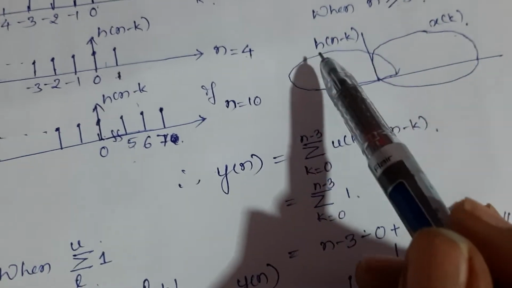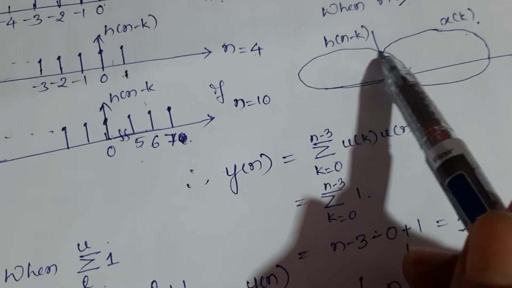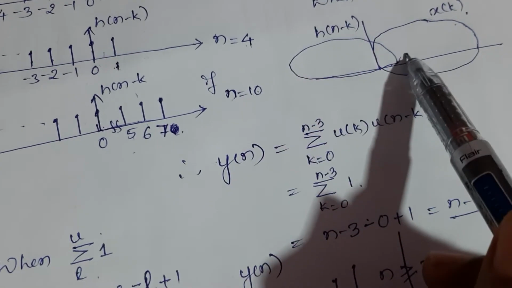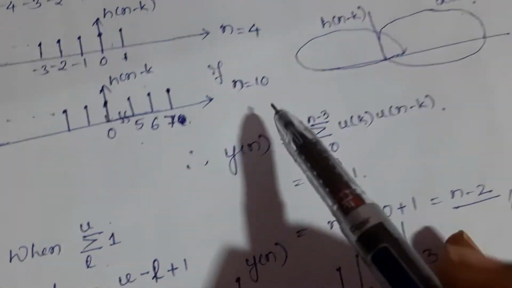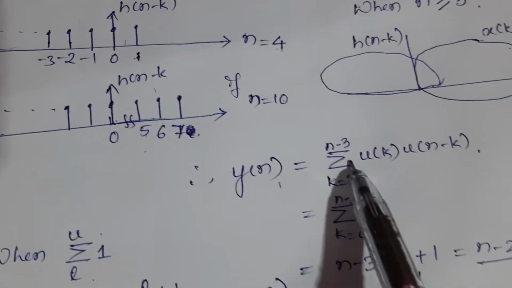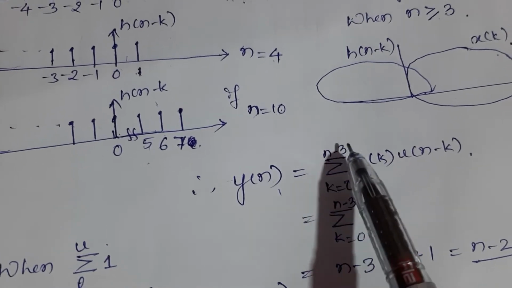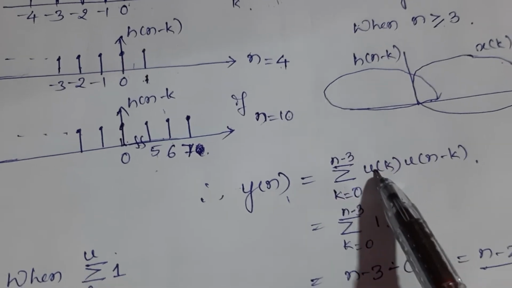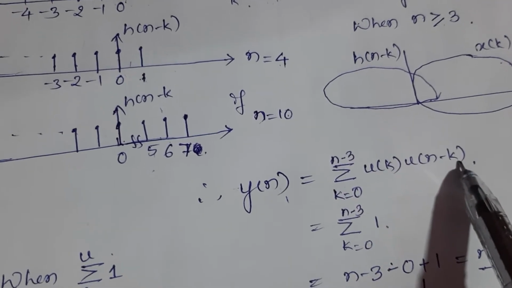Now as I choose higher values of n, more of this h of n minus k starts coming towards the right and more samples get multiplied. Now the result of the convolution is y of n equal to summation k equal to 0 to, okay, I'll explain this one. It is nothing but u of k, whatever are x of k and h of n minus k.